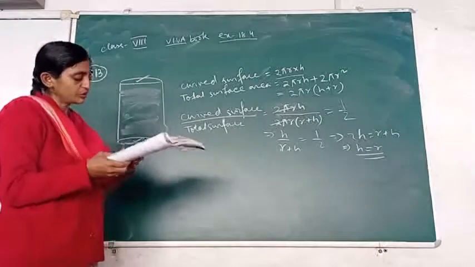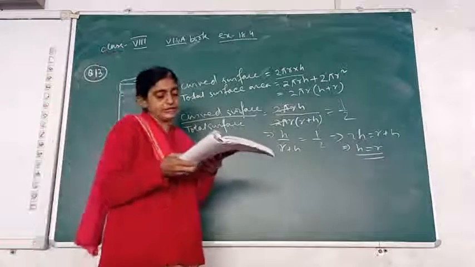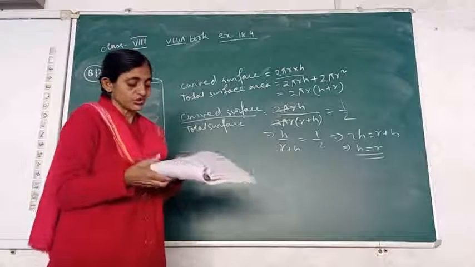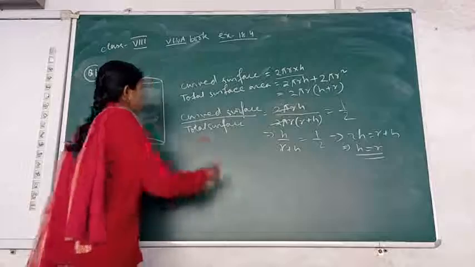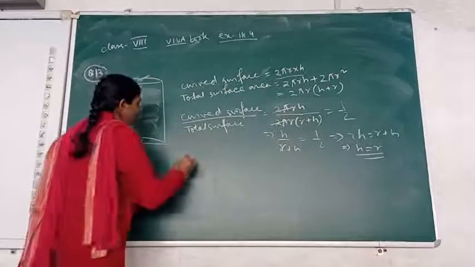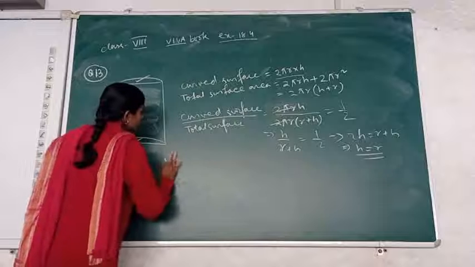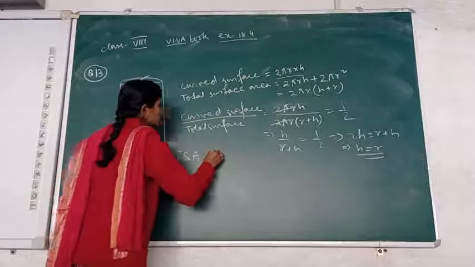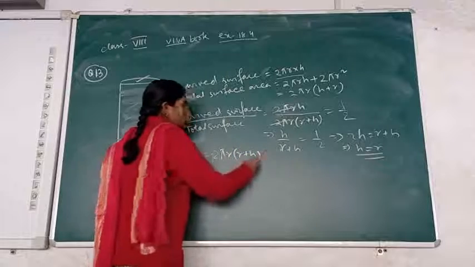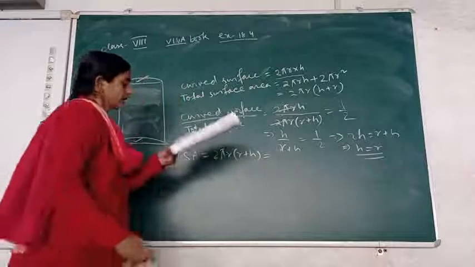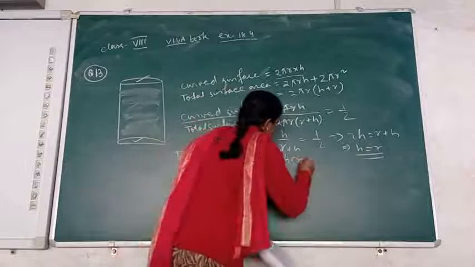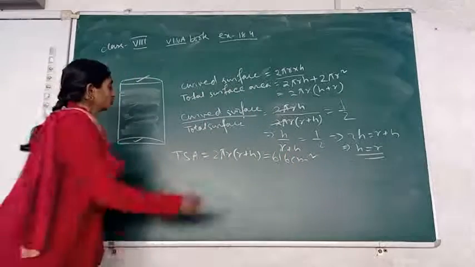Now come to the remaining part of the question. Find the volume of the cylinder if its total surface area is 616 centimeter square. The total surface area is given. So total surface area means what? 2 pi r into h plus r. So let's write total surface area equals 2 pi r into r plus h, which is given in this question as 616 centimeter square.